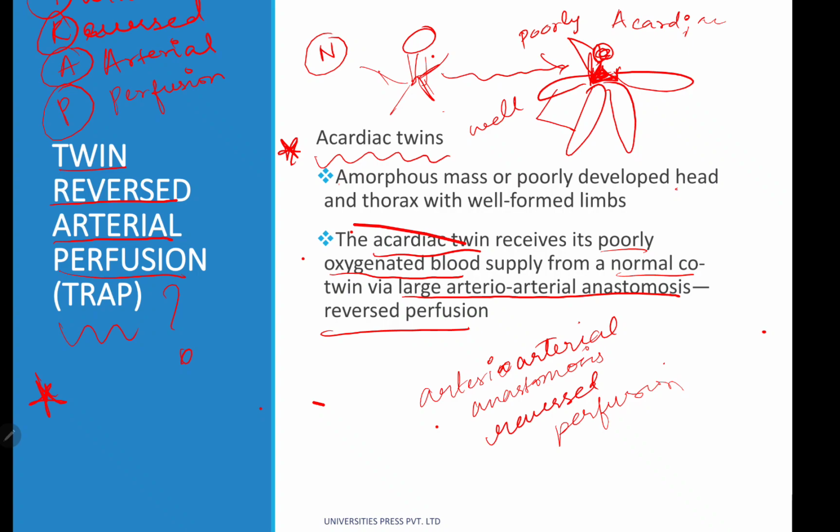So what is twin reversed arterial perfusion? There is a normal twin and an acardiac twin. Acardiac twin means the thorax and the head are going to be very poorly developed, whereas the limbs are going to be well developed. What happens is, reversed perfusion will occur through this arterial anastomosis, and this will cause the poorly oxygenated blood to travel from the normal twin to the acardiac twin. So this is the twin reversed arterial perfusion.